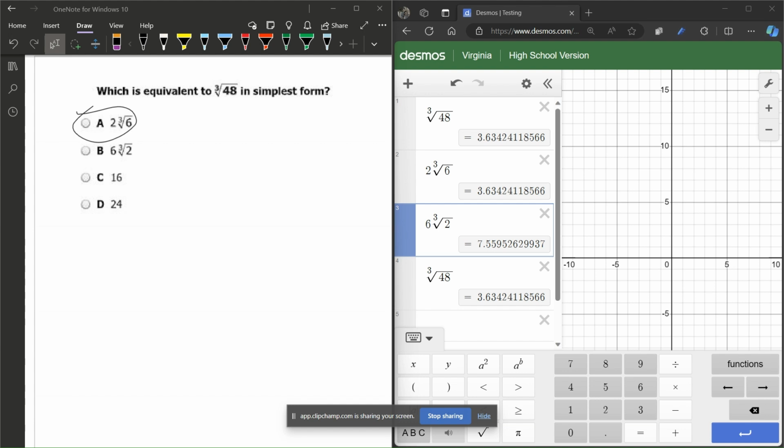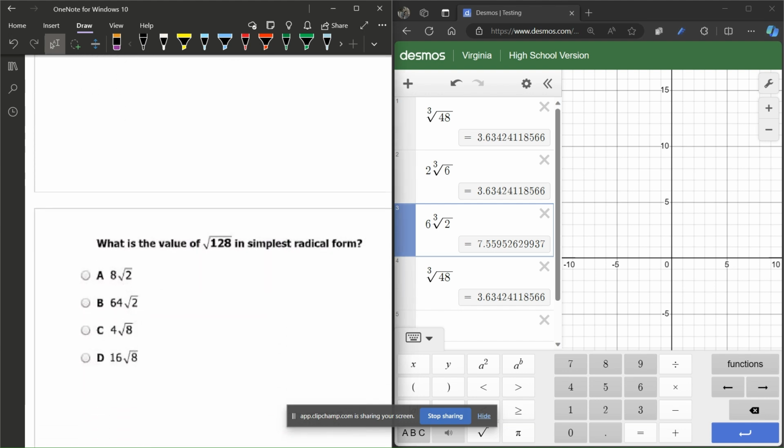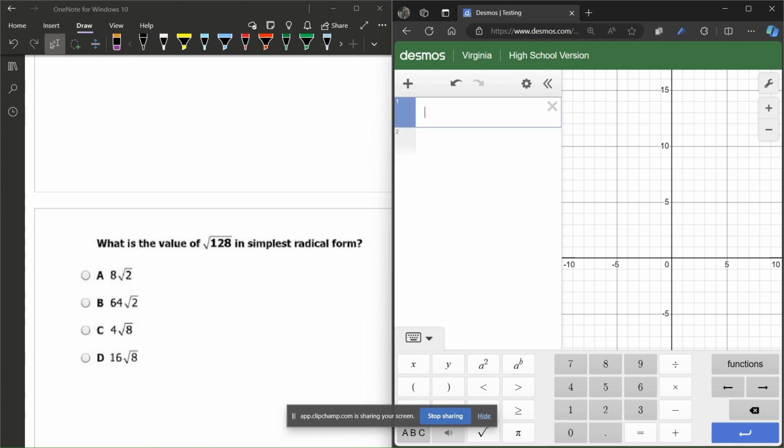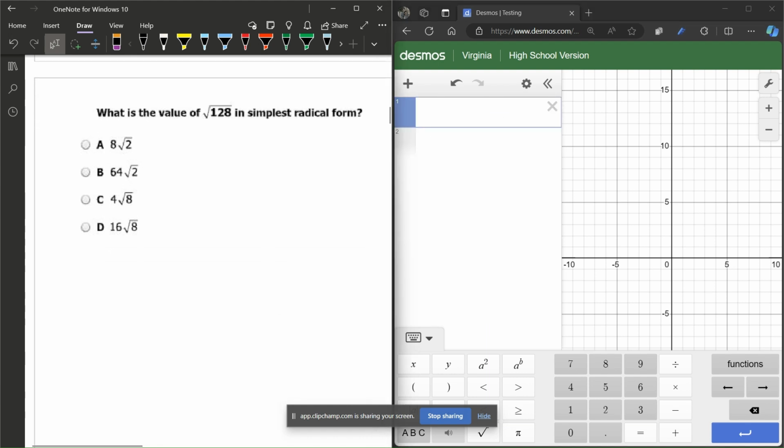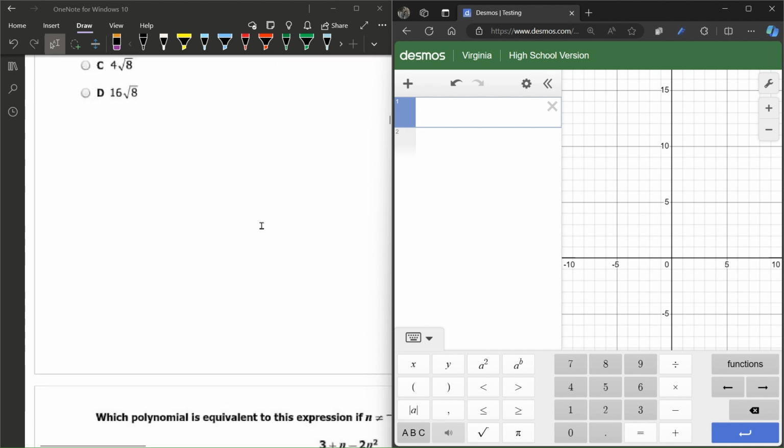Okay. So moving on. If you notice that this is pretty much the same thing, you just type in, but pay attention to that this is the square root, so you use this symbol instead. But you just basically type square root 128, and then you'll find a match on your answer choices.